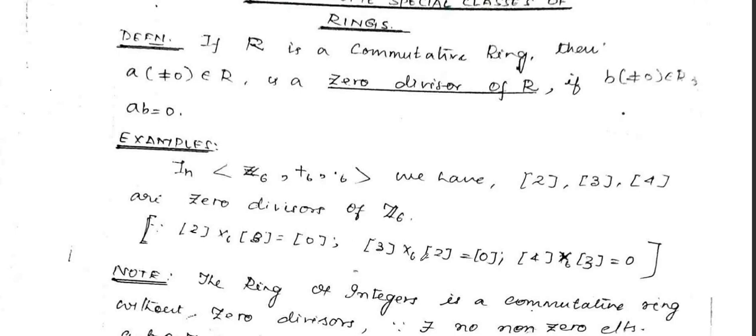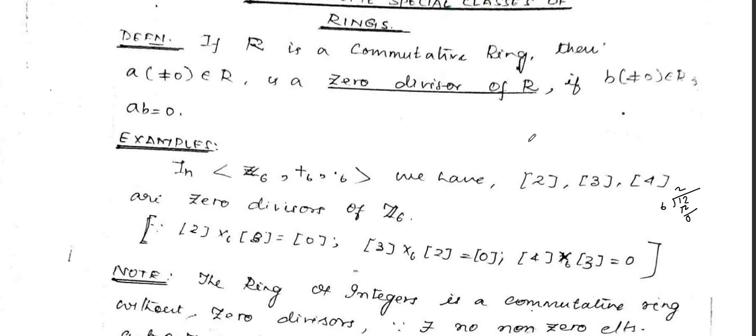Similarly, if we consider 4 and 3, we get 12, and 12 on division by 6 leaves the remainder 0. So you get class 4 multiplied modulo 6 with class 3 also to be 0. So class 2, class 3, class 4, these are all zero divisors of Z6.